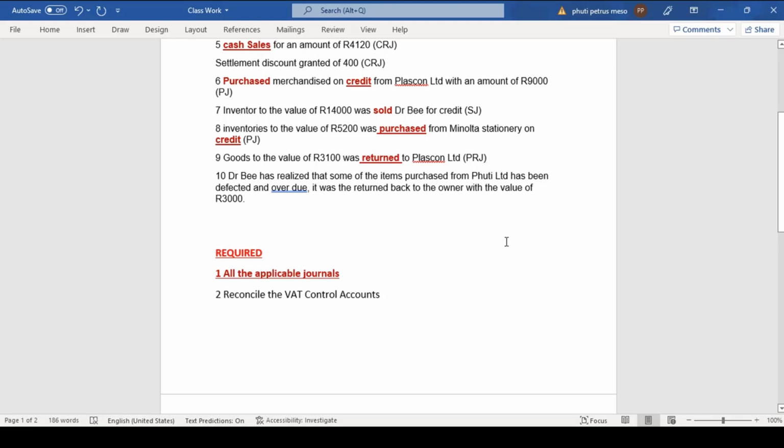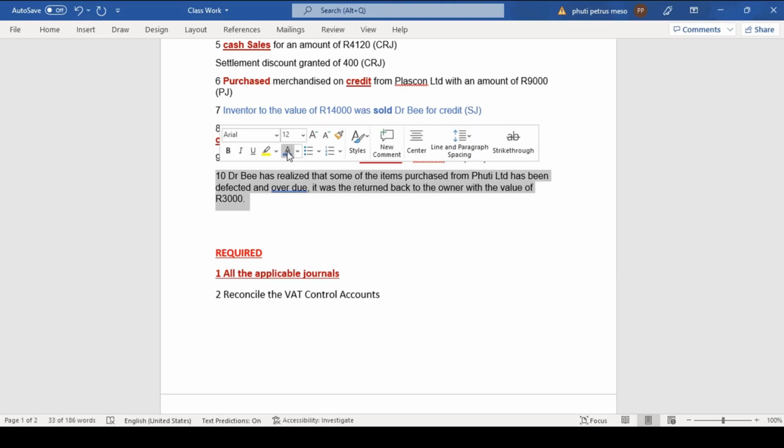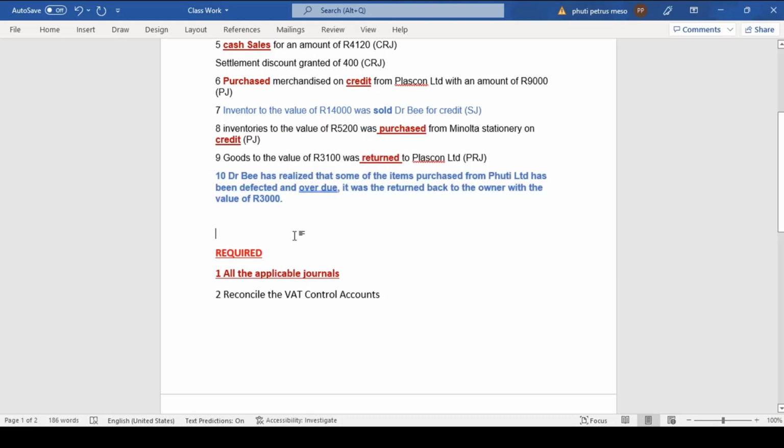Dr. B has realized that some of the items purchased from Poti Limited have been defective and overdue. It was returned back to the owner with the value of 3,000 rand. Right. So remember, we sold this to Dr. D initially. And now Dr. D is not happy with the goods that we've sold to him, and he's actually making a return of those goods. What is that? Sales returns. Yes.